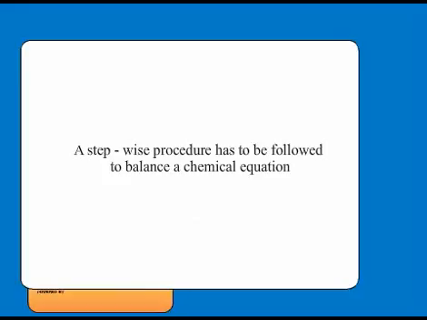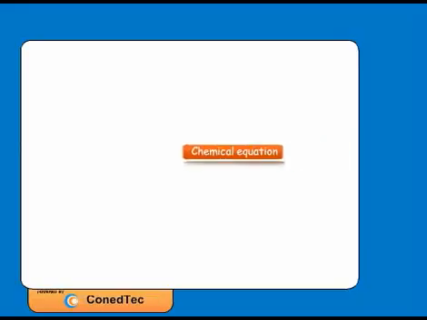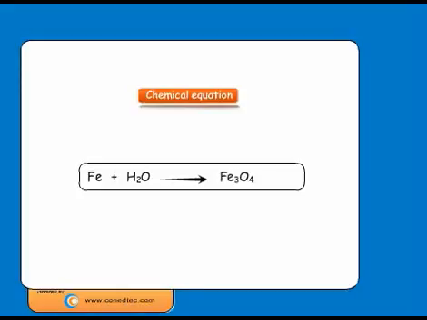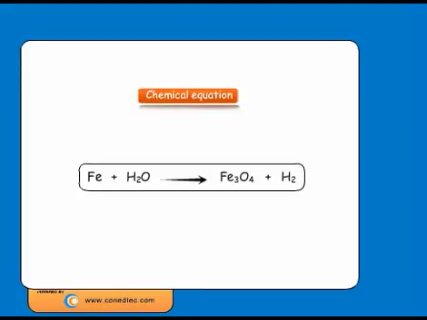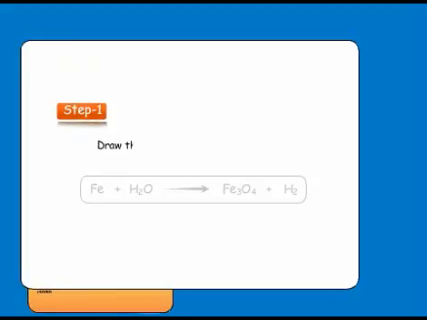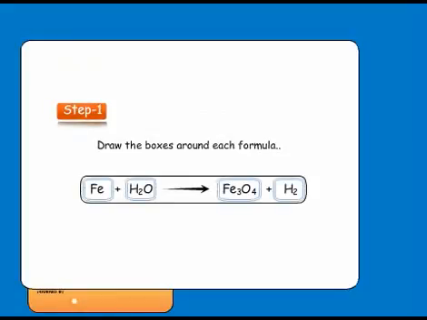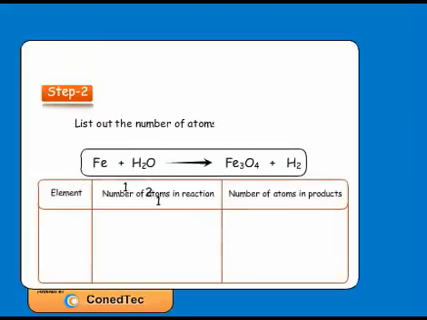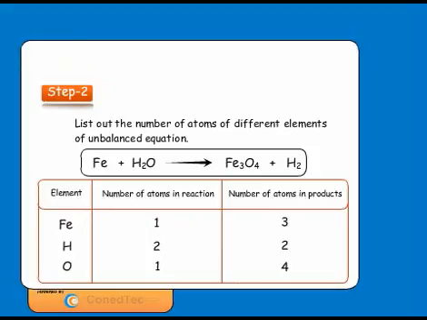A stepwise procedure has to be followed to balance a chemical equation. An example of a chemical equation can be Fe plus H2O gives Fe3O4 plus H2. Step 1. Draw boxes around each formula. Step 2. List out the number of atoms of the different elements of the unbalanced equation.